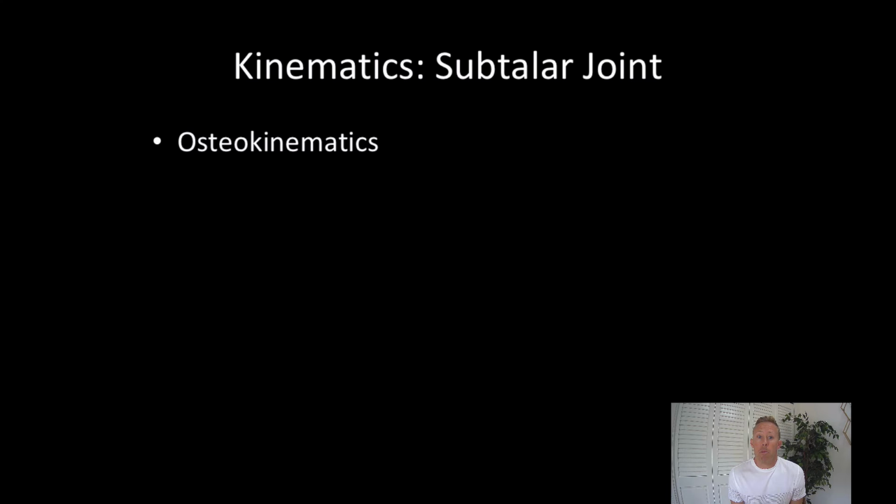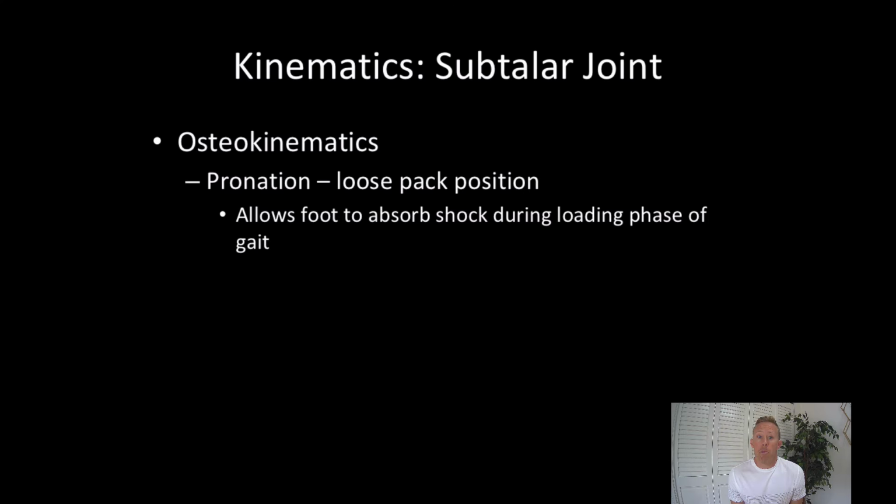So the osteokinematics of the subtalar joint, this is where we're going to start seeing pronation and supination. Pronation is referred to as the loose pack position, which if you remember from a really early lecture, is the position where the joint has minimal congruency. It's where the joint's going to have the most play in it. It's going to be able to wiggle a little bit. It's not going to be so tight. And pronation is that position for the subtalar joint.